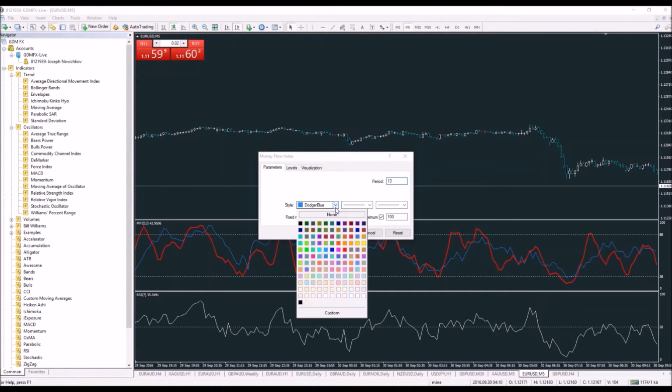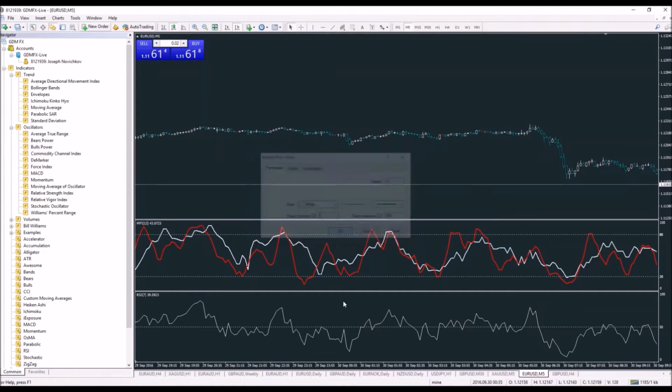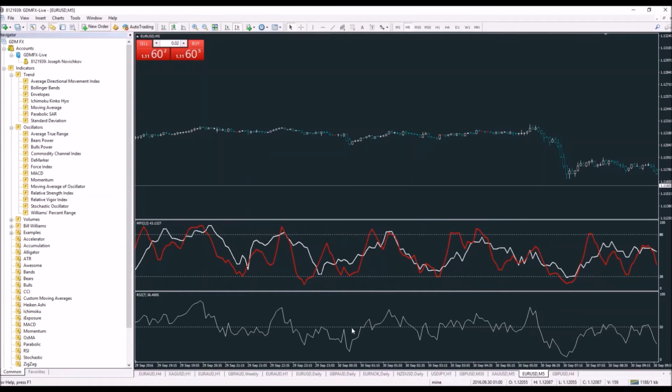Just a few other settings here: I'm going to make the style, the colors here of the Moneyflow Index white so we can have a better overview. The line also just a bit thicker, and this is what we see.